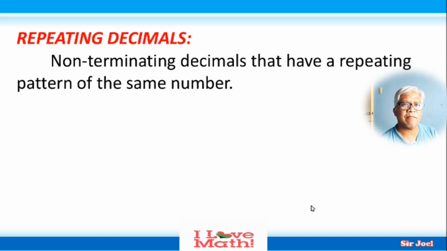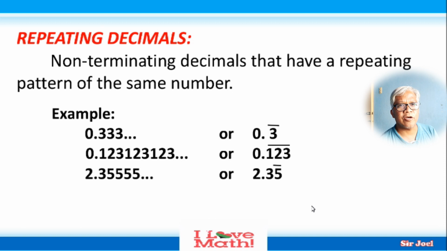Pag sinabing pure repeating decimals, lahat ng decimal parts ay naulit o nauulit. Pag sinabi namang mixed repeating decimal, only the last part or parts ang pwedeng maulit. Ibig sabihin, may bahagi na decimal part na hindi naulit. Kaya siya tinawag na mixed repeating decimal.